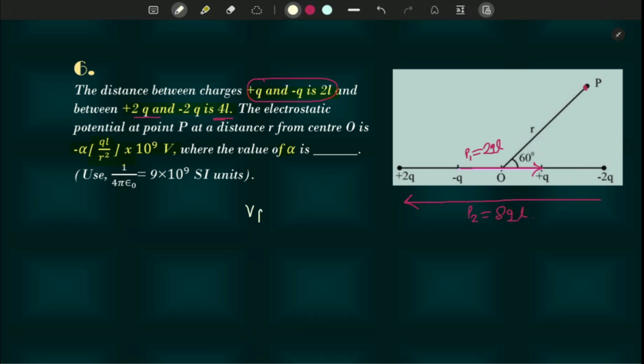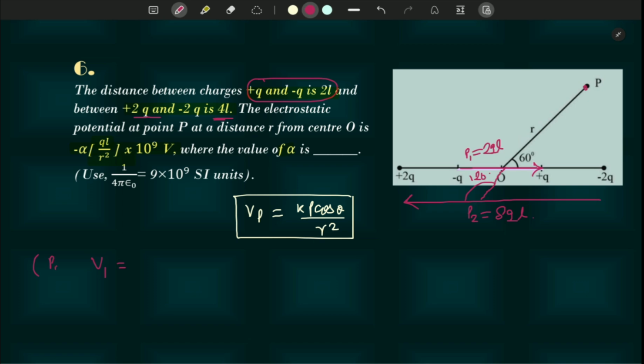Vp is kp cos theta by r square. This is the primary formula. But in the second situation, the angle will be this angle, and this angle is 120 degrees. So V1, this is for dipole moment P2, equals k, P is 8qL cos of 120 degrees divided by r square.